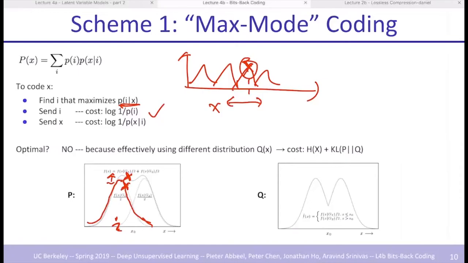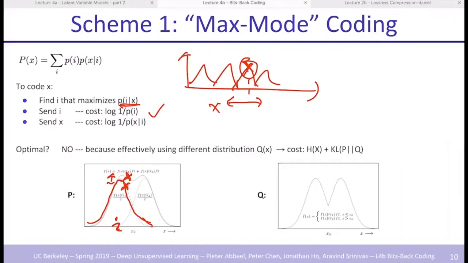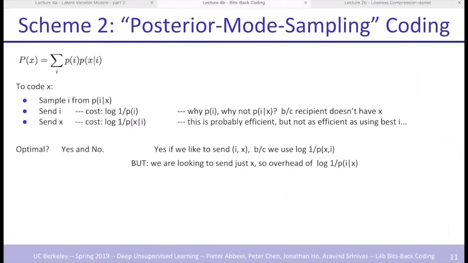So if it's not efficient to send it this way, is there another way to send it? So the other way is to say, instead of sending it this way, can we do sampling? So by sampling, instead of choosing the I that is maximized, can I sample into a few possible I's? And most often than not, you will get the same I, but it's not always true. Then after you sample, you send the I over, and then you send the X encoded with I.